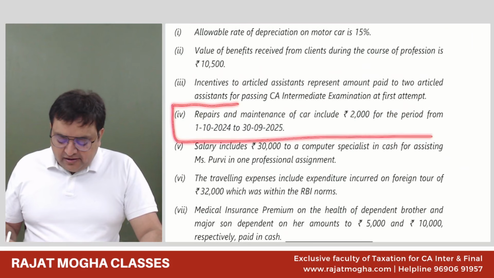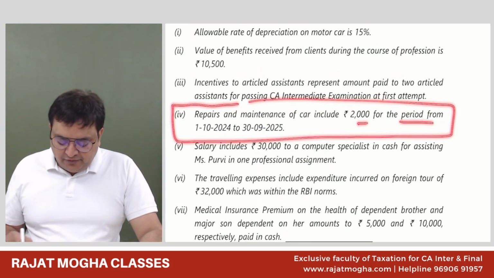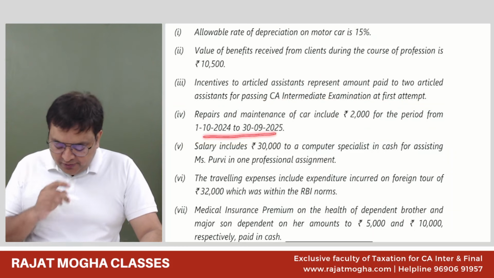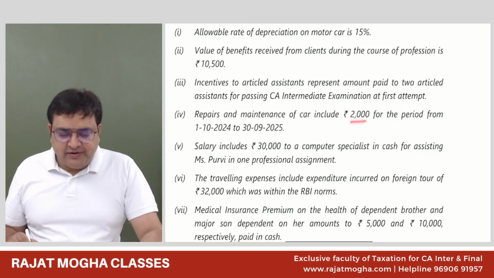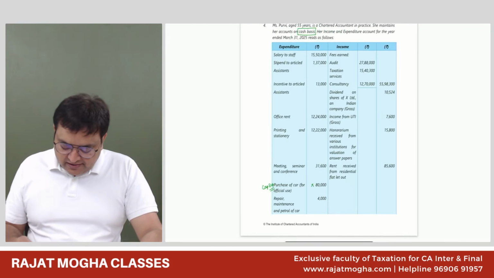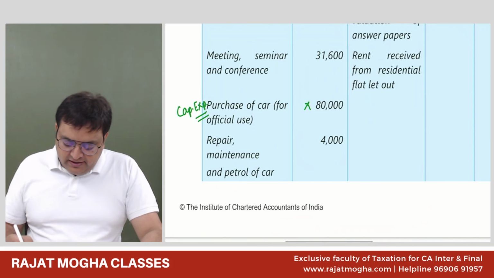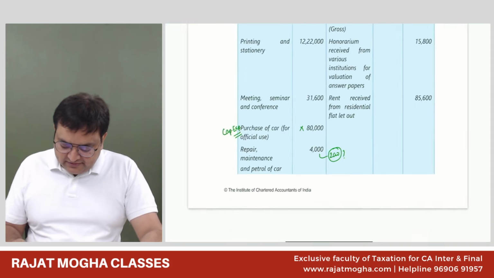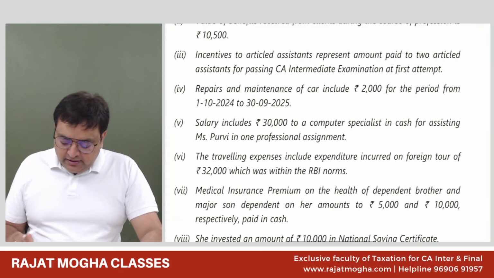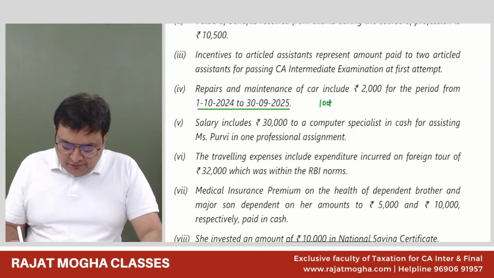Repairs and maintenance of car include 2000 for period from 1/10/24 to 30/9/2025. Okay. So they are saying that repairs expenses include 2000 rupees. So we have seen that there was repairs of the car and it includes 2000 rupees. What are these 2000 rupees? They are telling me that this relates to the period from 1st October 24 till 30th September 25.